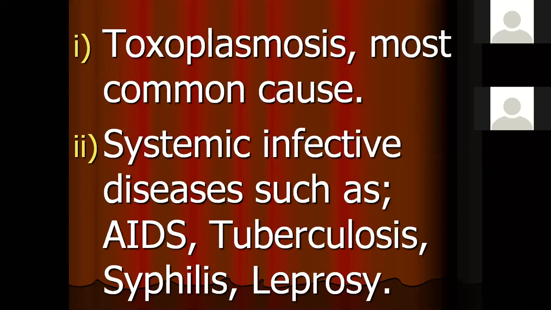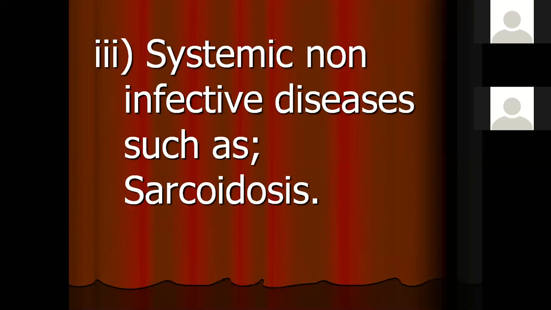Second important causes include systemic infective diseases like AIDS, tuberculosis, syphilis, and leprosy. These systemic infective diseases are associated with uveitis. Next is systemic non-infective diseases like sarcoidosis.